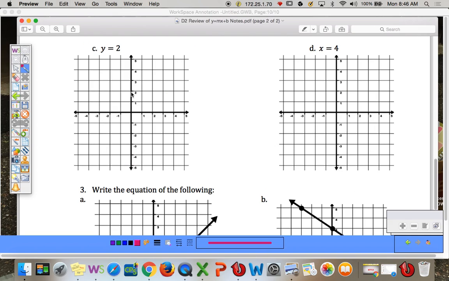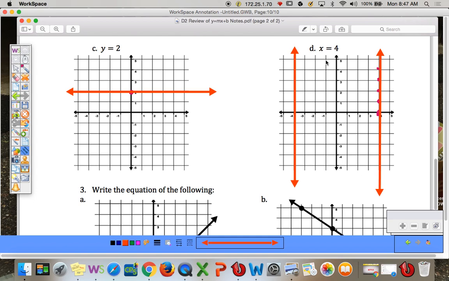The y-intercept is 2, but the slope is 0, so it's flat. Here's a new one that we didn't look at yesterday, x equals 4. So you're going to find where x equals 4, and it's actually all along this line. Here's where x equals 4, but all along this line x equals 4. So when you have an x equation, it's a vertical line. So here's x equals 4. Here's like x equals -4. Here's x equals -1. So when you have an x equals, it's straight up and down. When you have a y equals, it's horizontal.